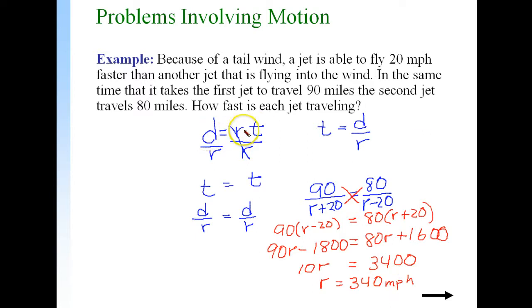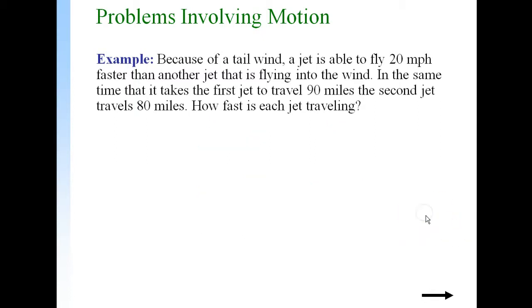How did we do that? Well, we looked at the distance formula. We knew that time was the same, so we solved the distance formula for time. We get distance divided by rate. We know that time equals time, which is distance divided by rate equals distance divided by rate. So with the wind, it was 90 over r plus 20. The other was 80 over r minus 20. And we used the technique of cross multiplying. That got rid of our fractions. And there's our solution.